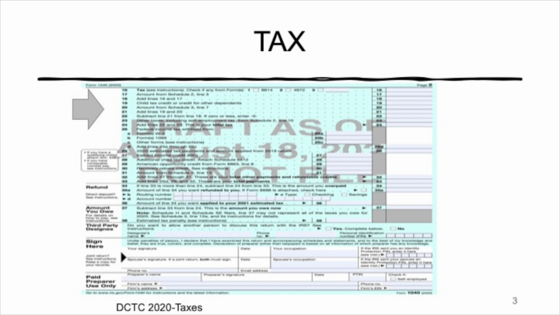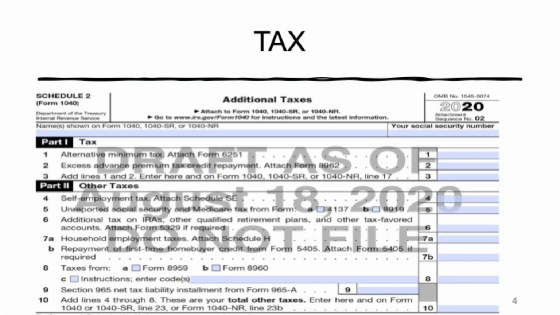Line 17 directs us to Schedule 2, line 3 for this amount. Let's take a close look at Schedule 2. Line 1 is not our VITA client. Line 2 is Excess Advance Premium Tax Credit Repayment, attached Form 8962.